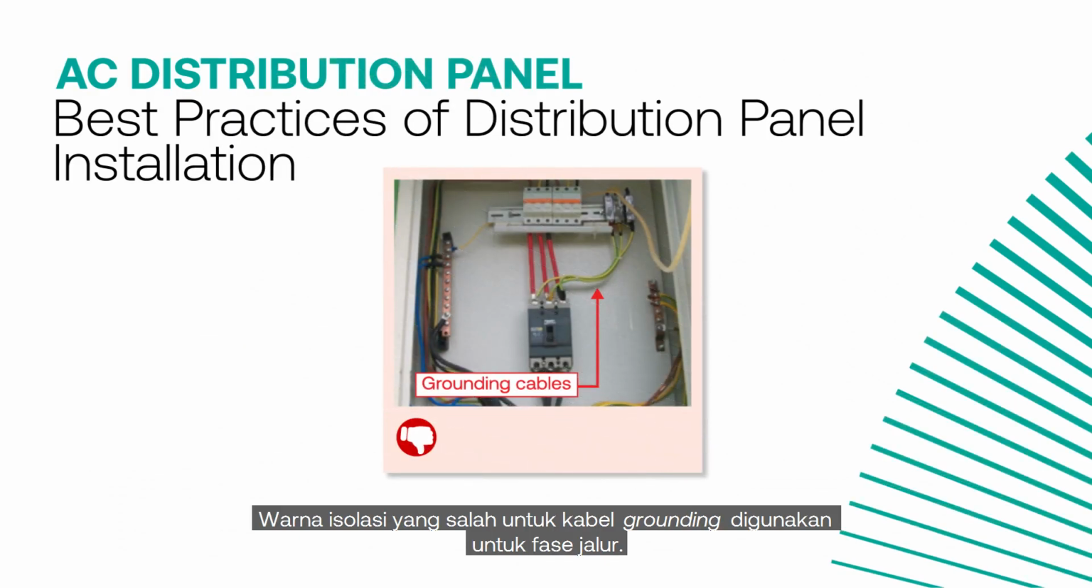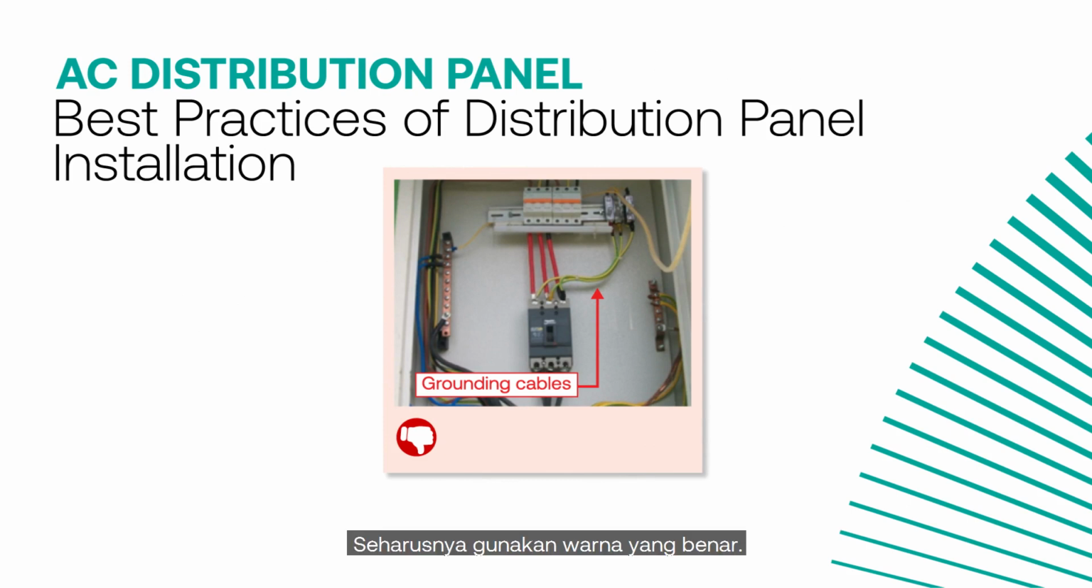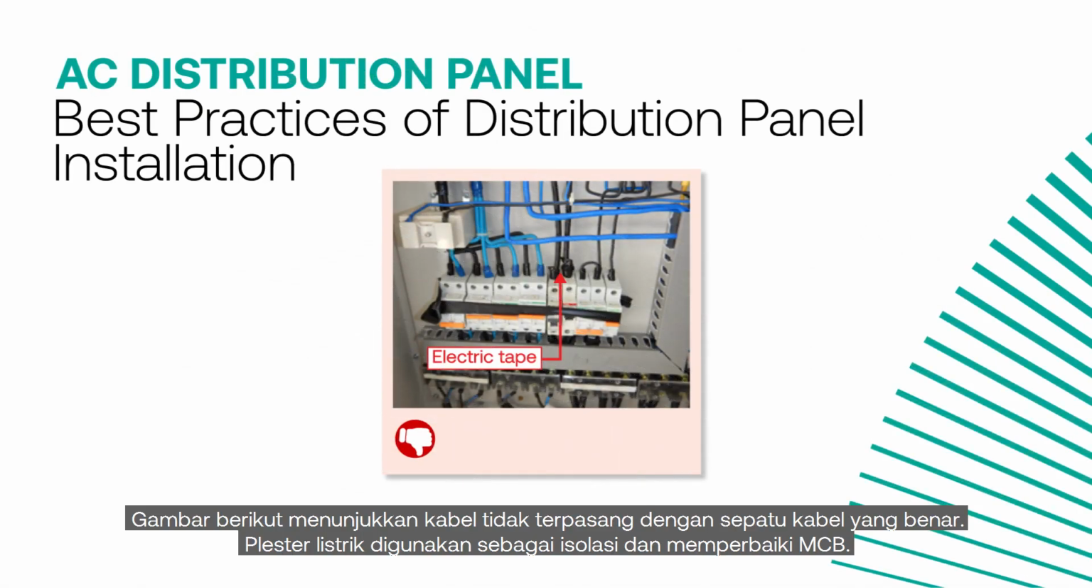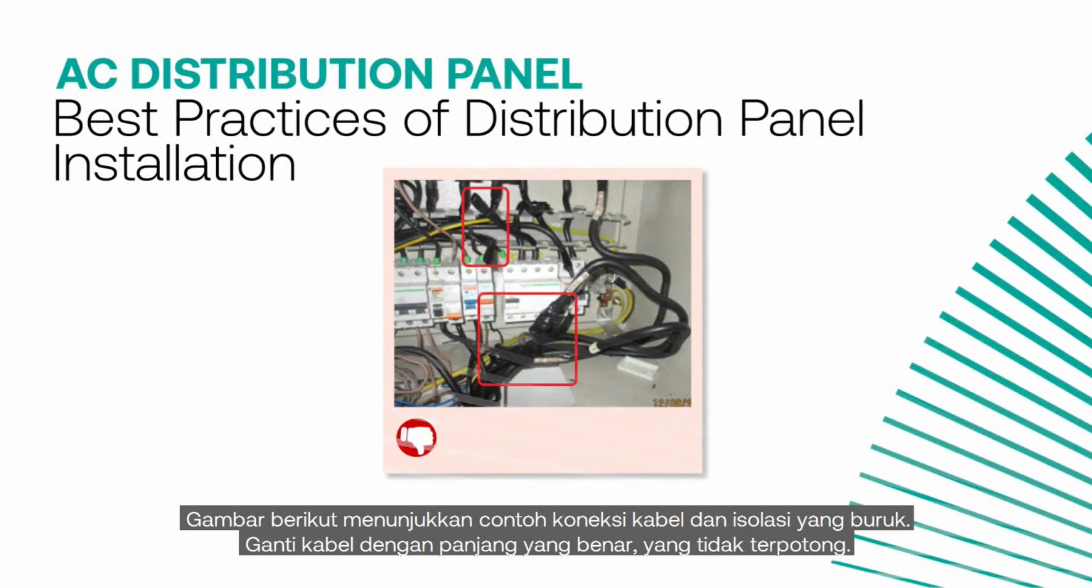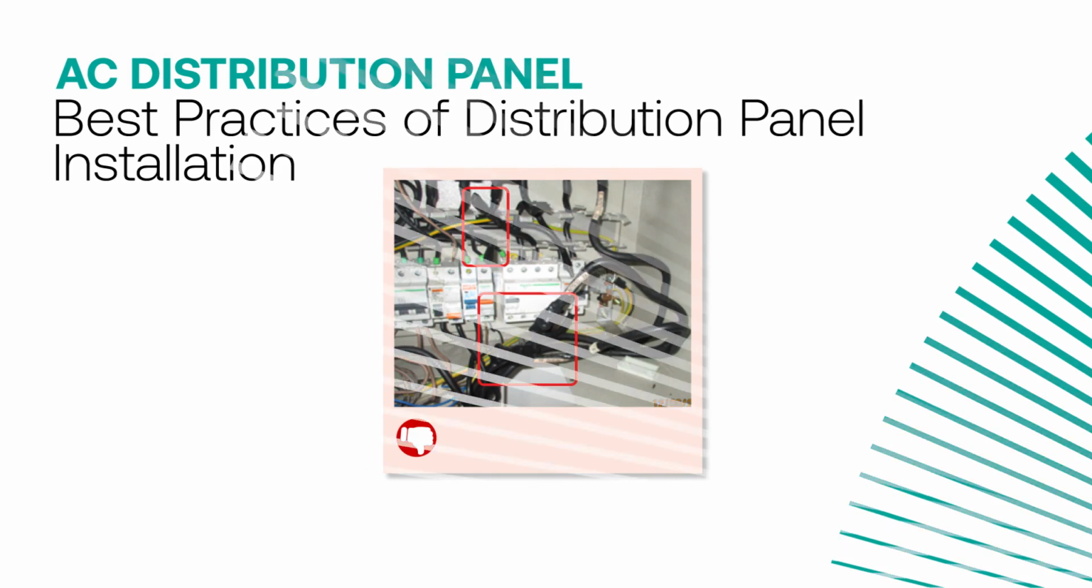Wrong installation color for grounding cable is used for the line phase. Correct color should be used instead. The picture shows that cable is not installed with proper cable shoes. Electrical tape is used as insulation and to fix the MCBs. The picture shows a bad example of improper cable connection and insulation. Replace the cable with the correct line cable that is not chopped.